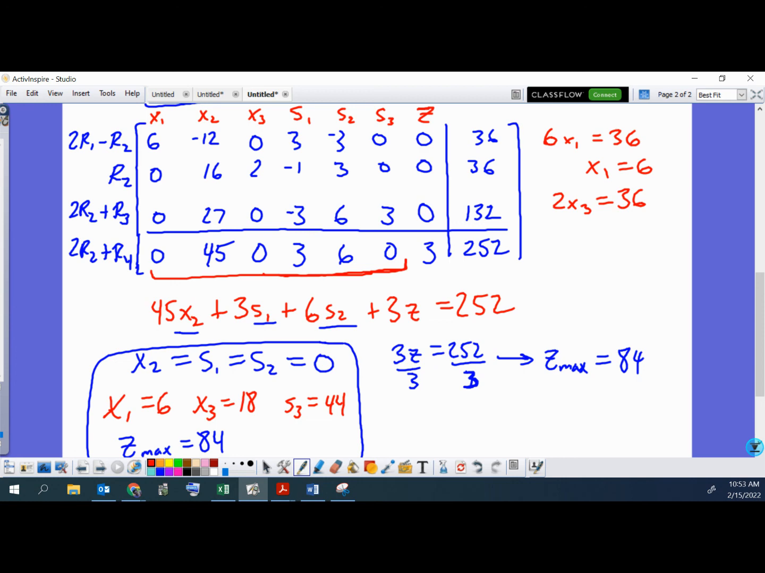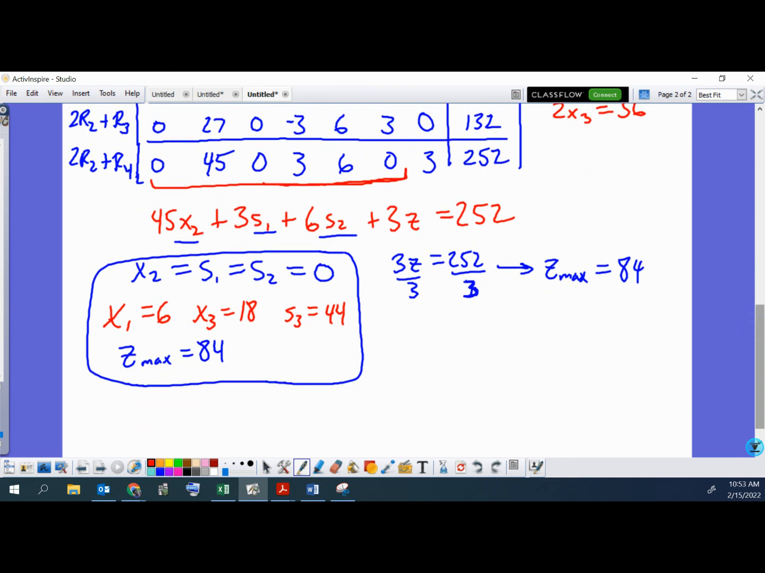If you watch a video on an application problem with one of these, you start to get a better idea of what this all means and how it's useful. The slack variables have meaning too. But for this one, I'm going to stop it there, and that's our solution in that box there.